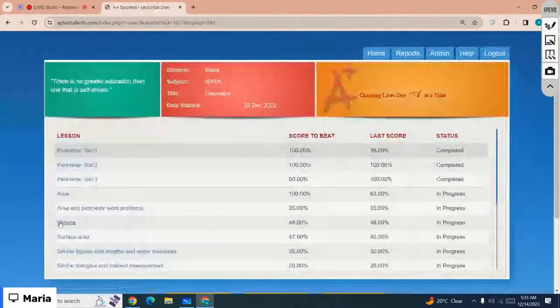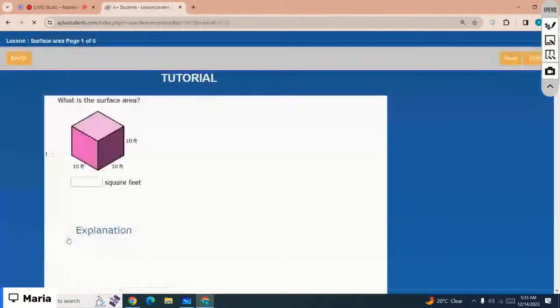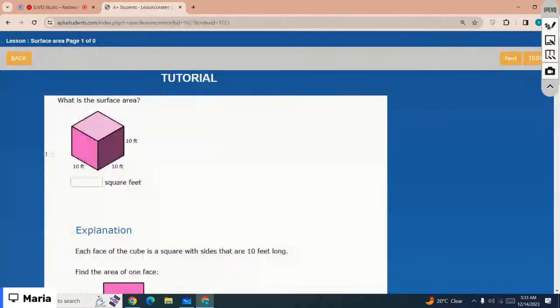Yes, let's just start with the next lesson, that is surface area. Okay, what is the surface area? That is the cube, right? Cube has faces. All the faces are the square. So calculate the area of one face. There you are given the side length 10, that is 10 times 10 is 100. You have to multiply 100 by 6 because you need to calculate the area of all the faces. So for one face it is 100, so that means for all 6 it is 6 times 100, right?